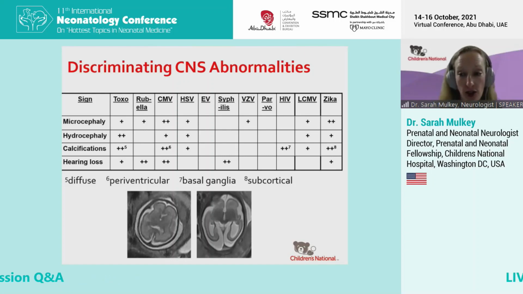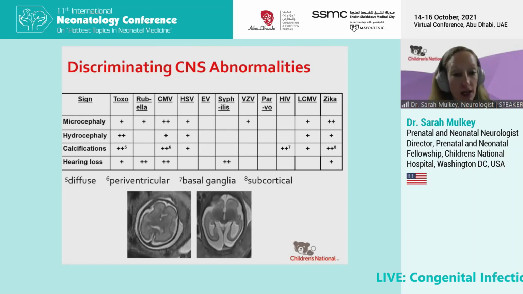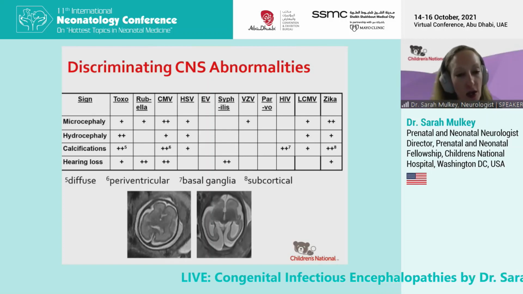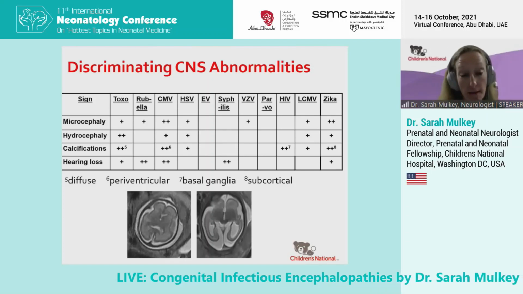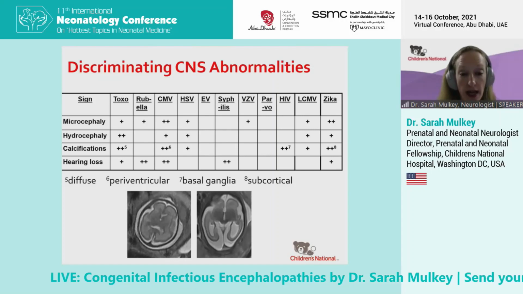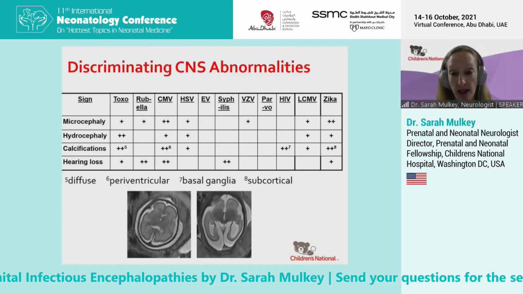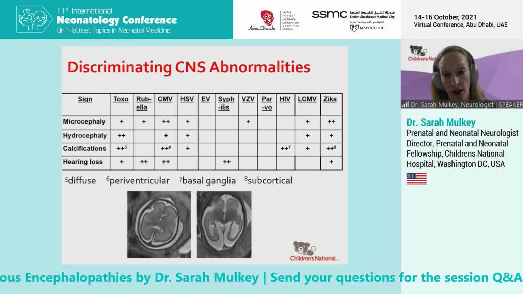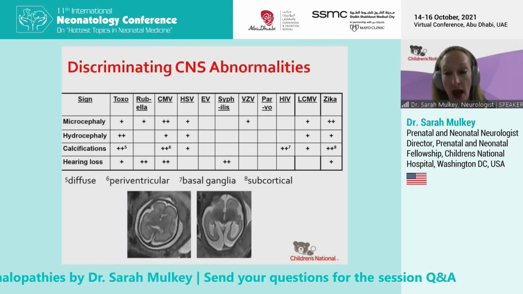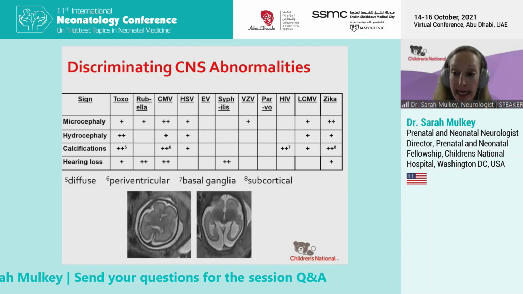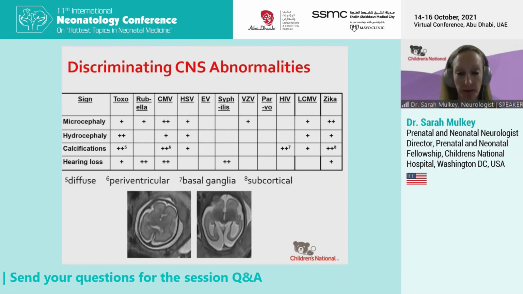And then the calcifications are an interesting feature of these congenital infections. So of the infections that have calcifications, they have a unique location based on the infection. And so the location of the calcifications for toxo is fairly diffuse around the brain, whereas in CMV, the calcifications really line the lateral ventricles, and I'll show you what that looks like. In HIV, they could be more in the basal ganglia, and then in Zika, it's really in the subcortical region.